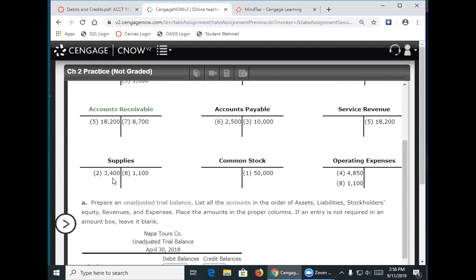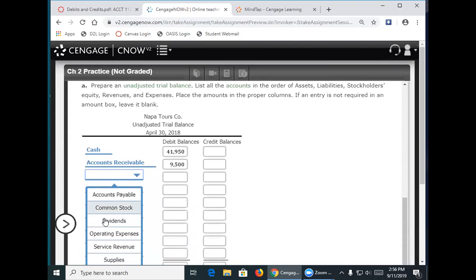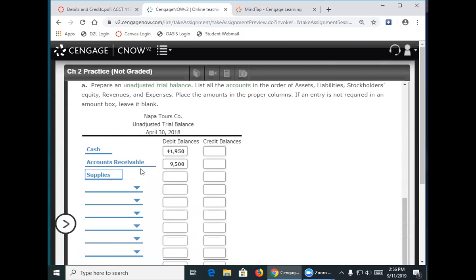Our next account is supplies. Well, what type of account is supplies? It's an asset. Asset, very good. Supplies is also an asset. So it has 3,400 debit and 1,100 credit. So what would I put as its balance? 2,300, perfect. And is it a debit or a credit? Debit. You guys got it. 2,300 debit.